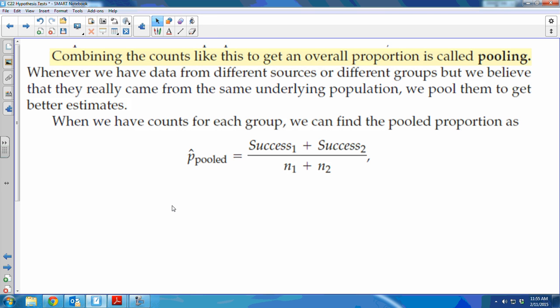So to find that one proportion that we're going to use in our standard error formula, you're going to take the number of successes in the first group, add it to the number of successes in the second group. These are counts. These are not percentages. Then add the sample sizes together and divide. Okay, so we're pooling all data together from both of the groups. So instead of having P1 hat and P2 hat, we're going to pool it all together to make one. Yes, it's combined. They call it pooled, but it's really just combined.